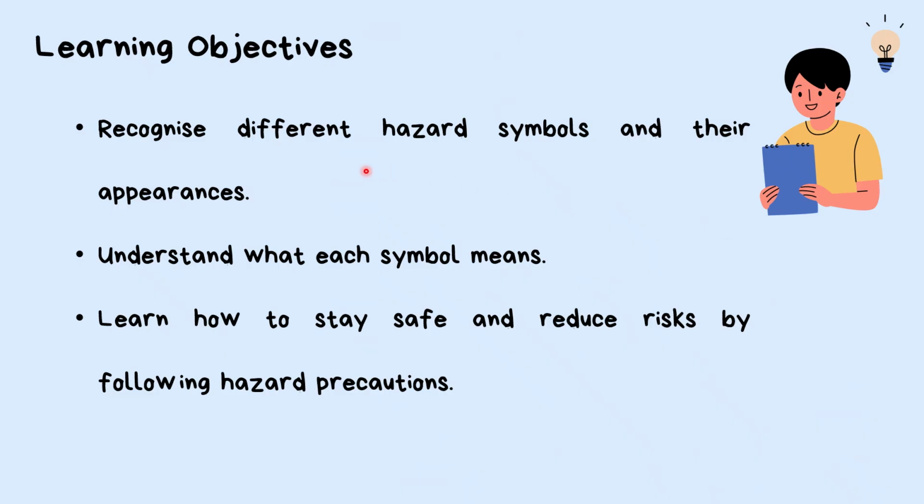Now, the learning objectives for this particular session are as follows. Firstly, we will be understanding different hazard symbols. Secondly, we will be understanding their meanings. Lastly, we will be understanding how to actually keep ourselves safe when we are using these chemicals.